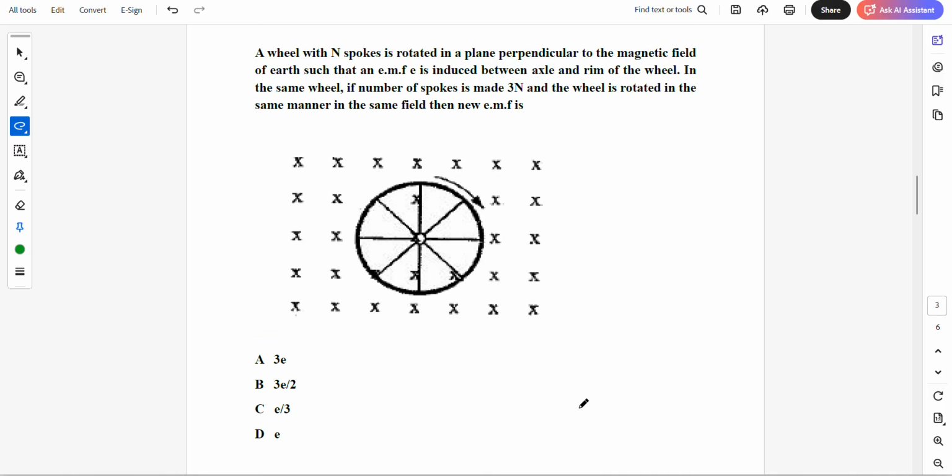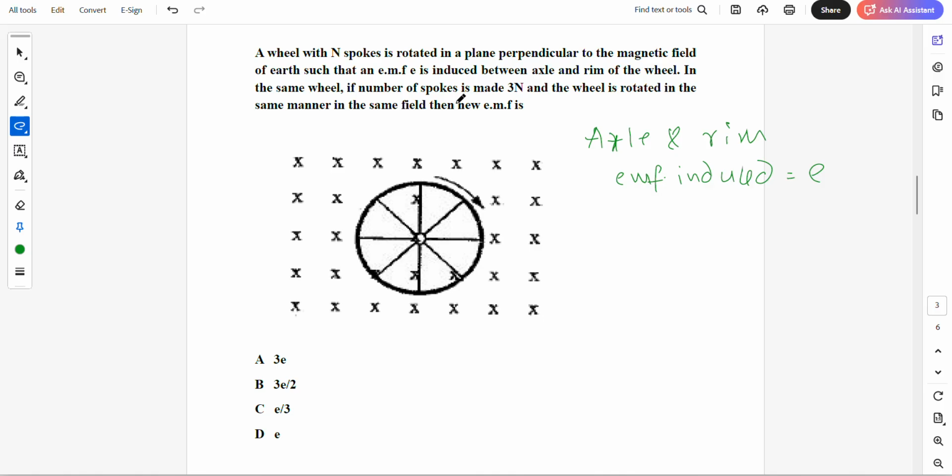Now what is this? A wheel with n spokes is rotated in a plane perpendicular to the magnetic field such that the EMF E is induced between axle and rim. How much is the EMF induced? EMF induced is E.